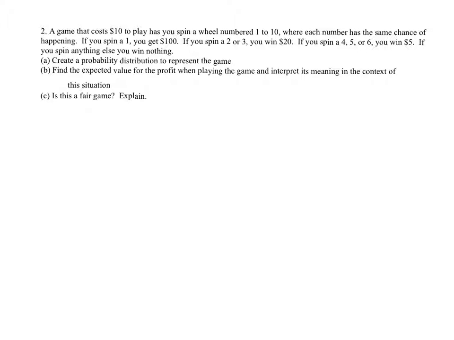And just kind of looking ahead, they want the expected value for profit in B. So we want to make sure to factor in this $10 cost to our possible winnings. So I'm going to call this W for my variable. They didn't give us a letter, so you could use something else, and that'd be fine. If I spin a 1, I get $100 minus my 10 that I paid to play. So one possible final value I could have for profit is 90.